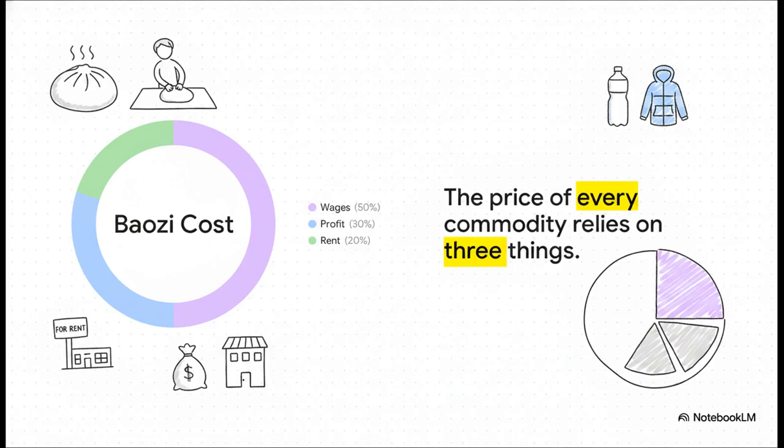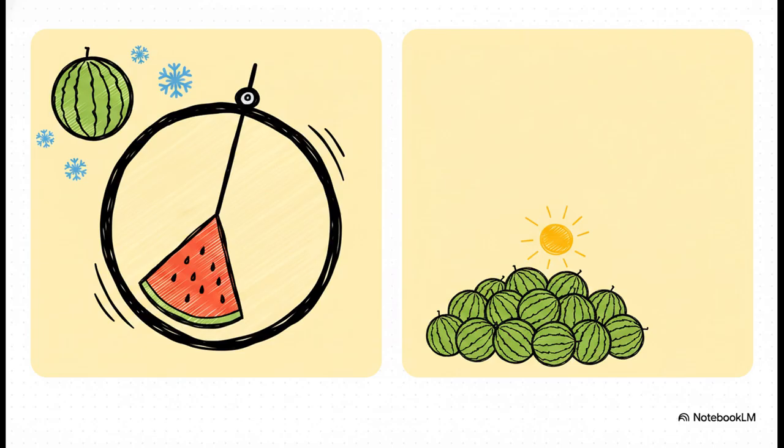Smith mapped out that the price of absolutely every commodity out there is a combination of just three things: wages, profit, and rent. Let's look at our street-side bao stall again. The price you pay covers the wages of the person kneading the dough and running the register. It covers the profit for the business owner who bought the ingredients and took on the risk. And it covers the rent paid to the landlord for that prime corner real estate. Everything you buy, literally from a bottle of water to a winter coat, breaks down into these three slices of the pie.